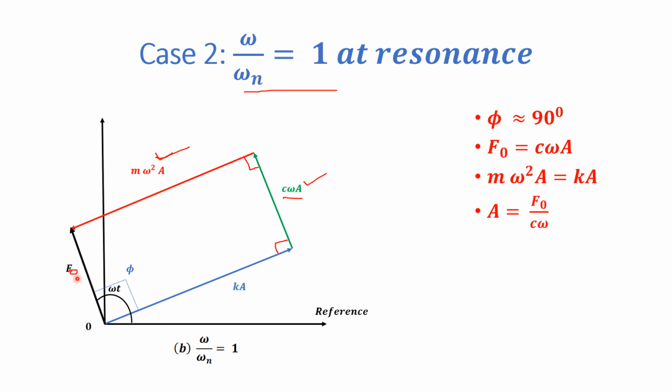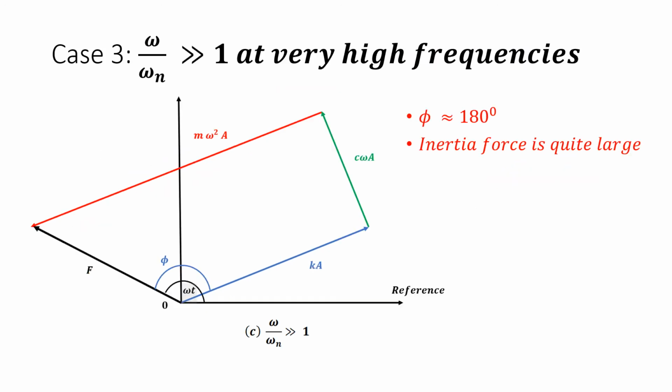external excitation amplitude is equal to C omega A. F naught is C omega A, or simply amplitude of the vibration A is equal to F naught by C omega. C omega we can determine from this relation. More, amplitude of spring force Ka is equal to m omega square A. Of course, these two forces oppose each other, but their amplitudes will have the same value at the resonance.